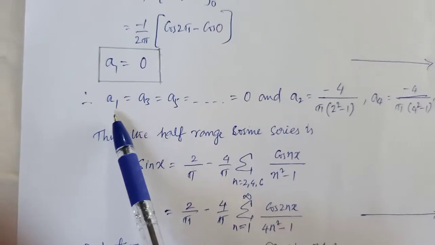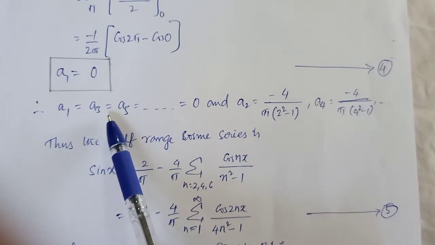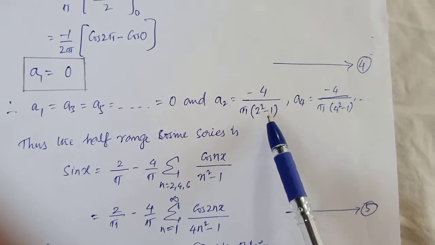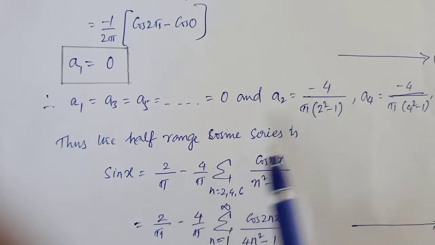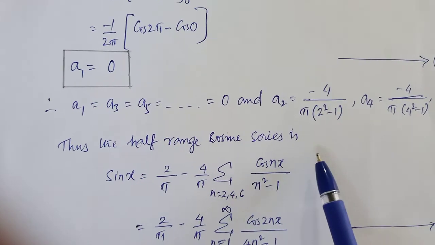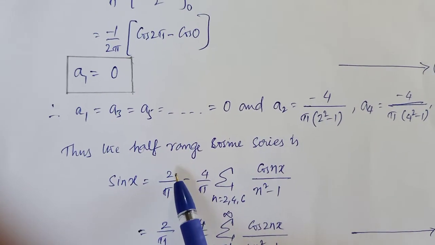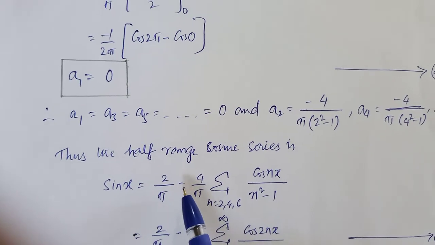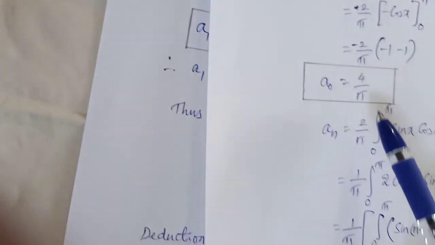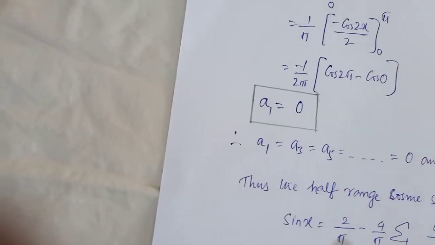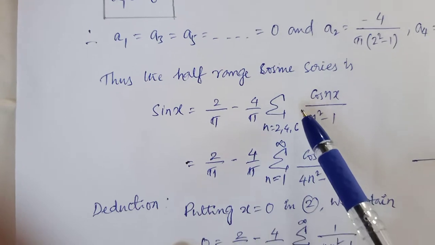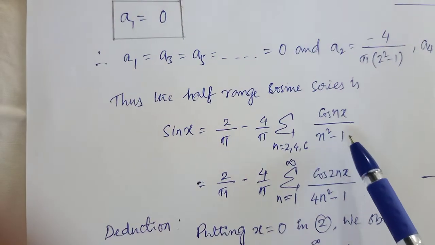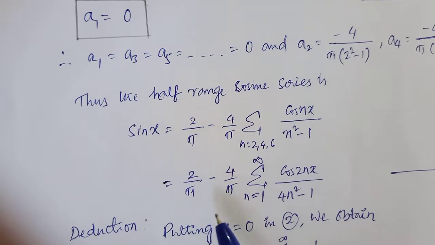So now we are getting a1, a3, a5, all the odd ones, as zeros, and for the evens we have values like minus 4 by pi into 2 square minus 1, a4 like this. And thus the half range cosine series is: sin x is equal to, what is a naught we got? It's 4 by pi. So now a naught by 2 is 2 by pi, minus 4 by pi into sigma n equal to 2, 4, 6, cos nx by n square minus 1.